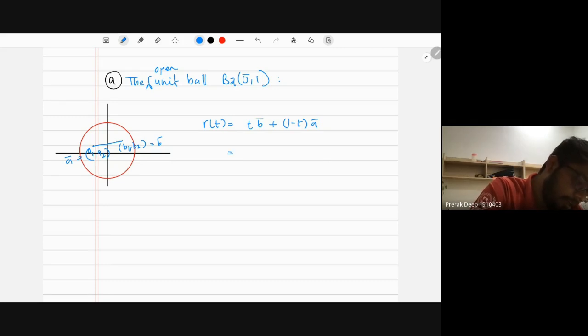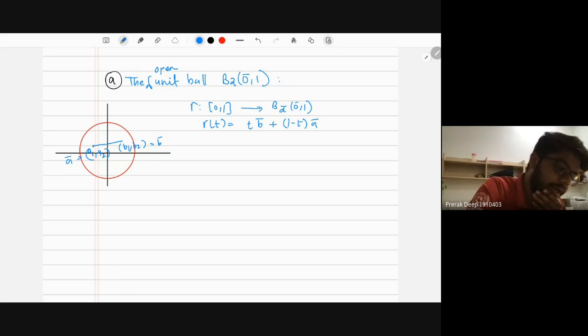And you can further rewrite this equation. Okay, and this is an equation from [0,1] to your space, to B_d(0 bar). Okay, so this is what we are claiming, that this is a path joining these two points, and this is clearly a continuous map.